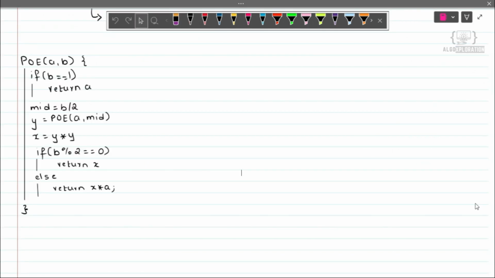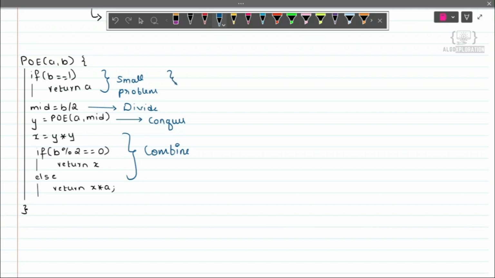Today we will analyze the time complexity of power of an element. So firstly we will see what is divide, conquer, and combine, and then we will construct the recurrence relation from this pseudocode, and after that we will analyze the time complexity. So this is the small problem. This is the divide part. This is the conquer part, and this is the combine part.